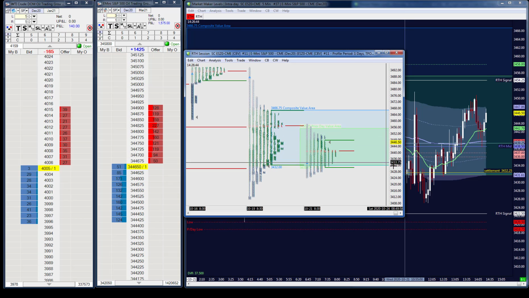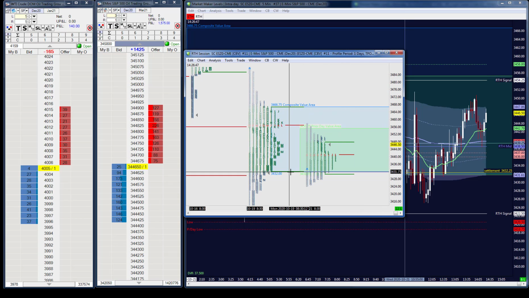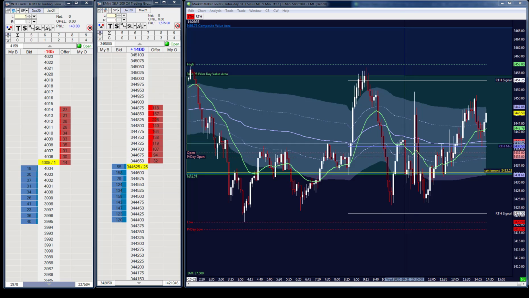Now today, that blue area and green area line up on the downside, and the 2-day composite is a bit bigger of a value area than the prior day. All right, so that is an important component.